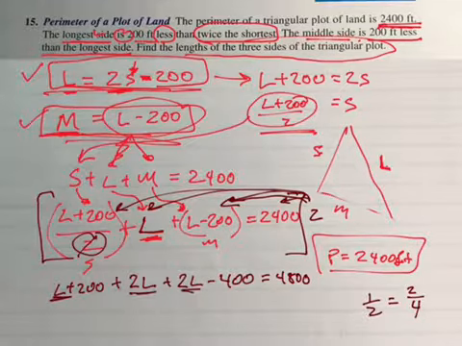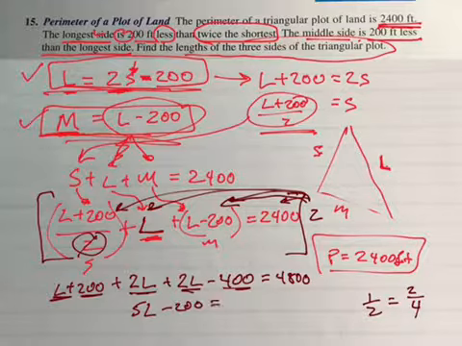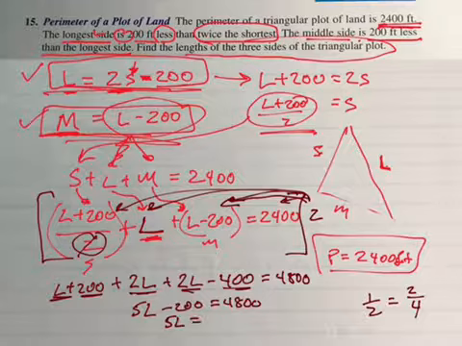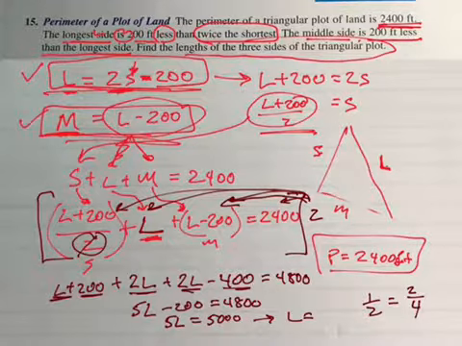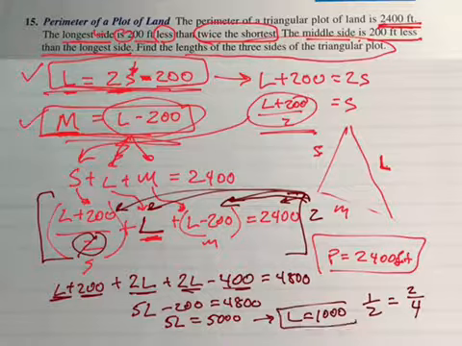Okay, so add up your like terms, 5L. Subtract everything over to the other side. I'll just do it one step at a time. 5L minus 200 equals 4,800, right? 5L equals, add 200 to both sides, 5,000. That's nice, which means L equals what? 5,000 divided by 5 is 1,000. So there's L.